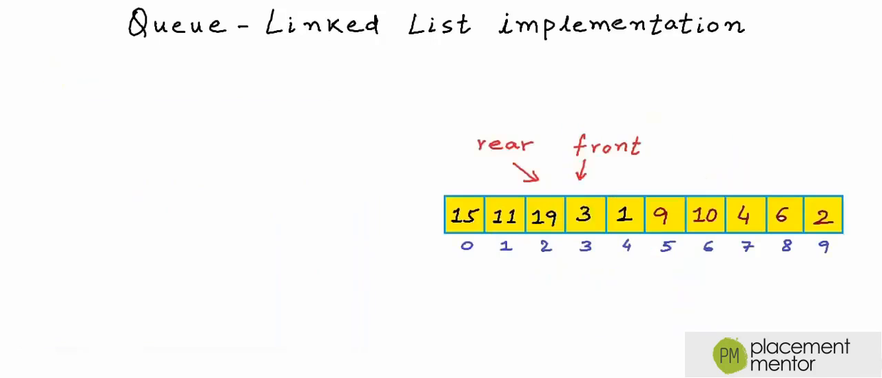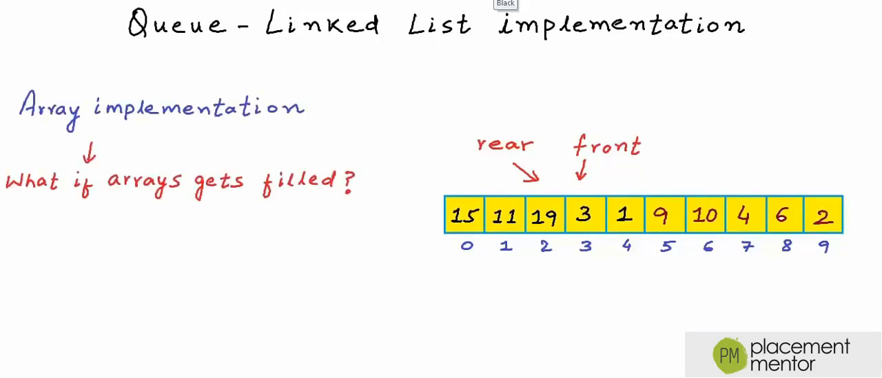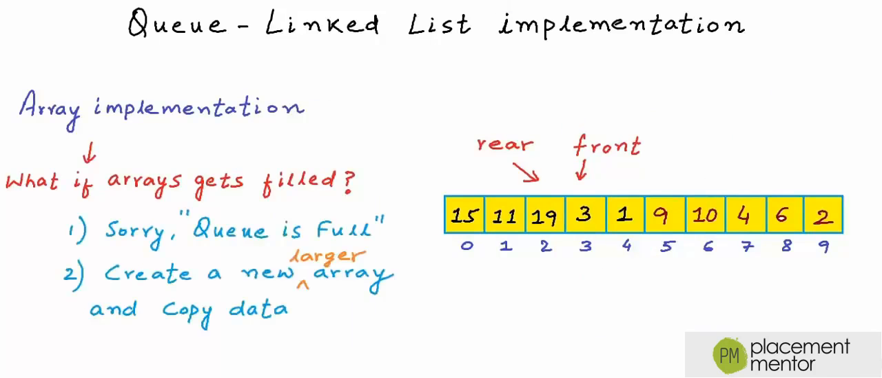As I was saying, in an array implementation we will have this question: what if array gets filled? And we need to take care of this. We can either say queue is full, or we can create a new larger array and copy elements from previous filled array into this new larger array. The time taken for this copy operation will be proportional to number of elements in filled array, or in other words we can say that the time complexity of this copy operation will be big O of n.